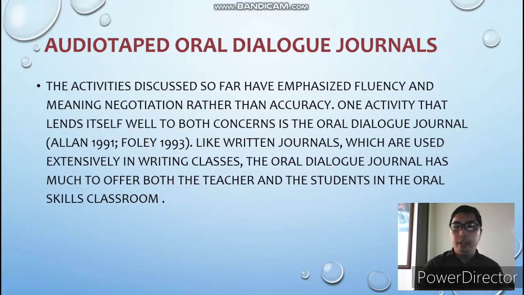Another activity which you can use to develop the speaking skills of the students is audio taped oral dialogue journals. So the activities discussed so far have emphasized fluency and meaning negotiation rather than accuracy. So we did not focus on accuracy using the previous activities which we discussed a while ago. One activity that lends itself well to both concerns is the oral dialogue journal, like written journals, which are used extensively in writing classes. In writing classes, we ask the students to come up with written journals.